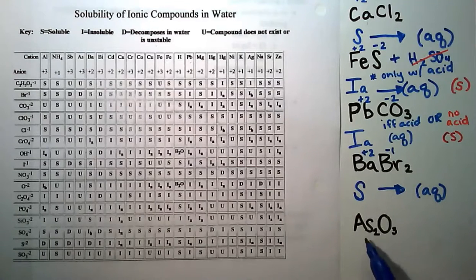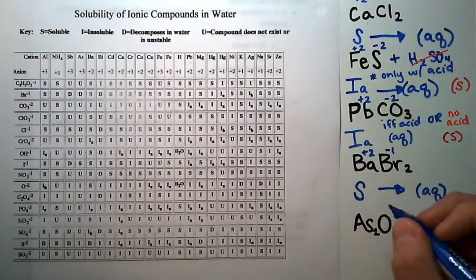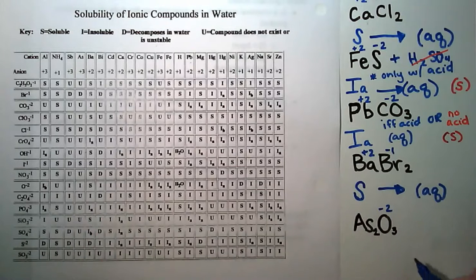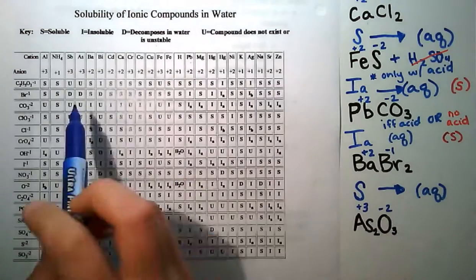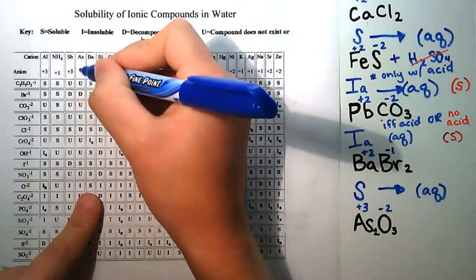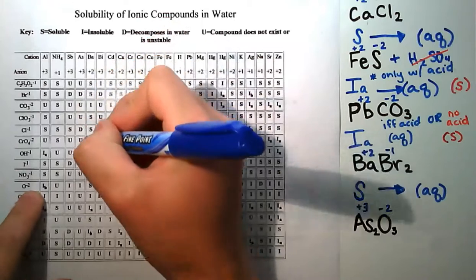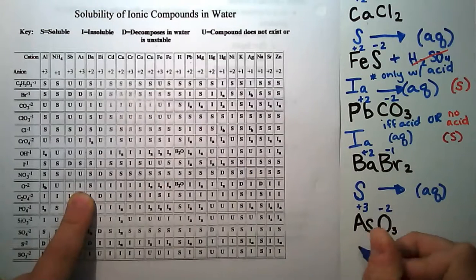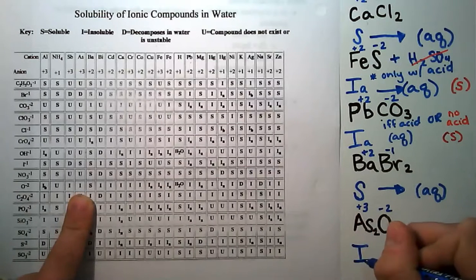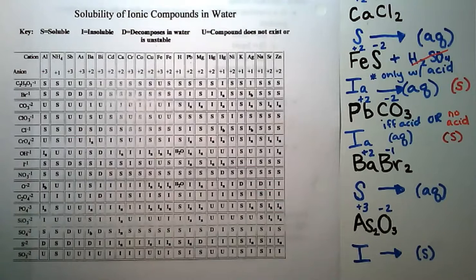And then last but not least, As2O3. Let's see. Oxygen has a -2 charge. 2 times 3 gives me 6, divided by 2 gives me +3 on my arsenic. So I'm looking for arsenic. Oh, there it is. Arsenic with a +3 charge. And then oxygen -2 is right here. As and then O brings me to an I, which stands for insoluble. If something is insoluble, that means it does not dissolve. So we're going to put the symbol S for solid, meaning it does not dissolve, it remains a solid.